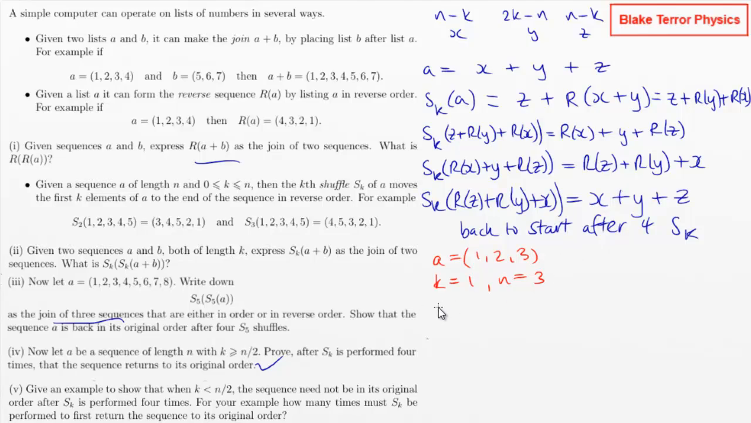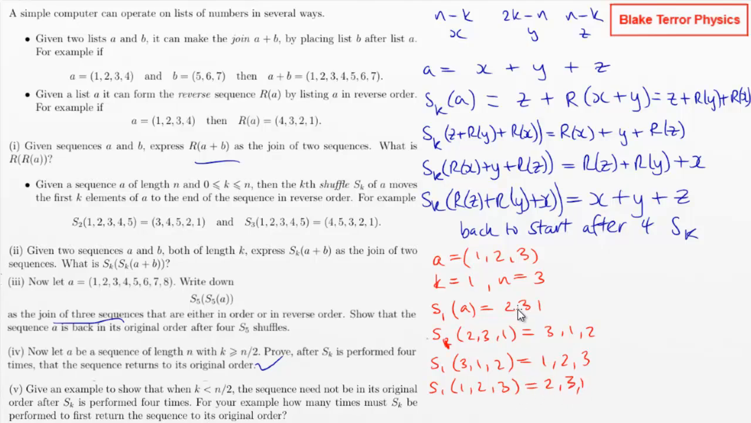So we want to do S1 of A, which will be 2, 3, 1. S1 of 2, 3, 1 is going to be equal to 3, 1, 2. S1 of 3, 1, 2 is equal to 1, 2, 3. There we go. So we're back after 3. And we need to show that it doesn't then work for 4. Well, clearly not, because it's going to go to 2, 3, 1. So that is after 3 times, and it's not back after 4 times.